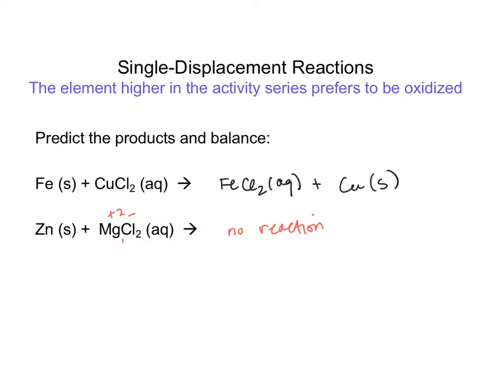So for this, the first one you can write out just like I showed you in the last slide, get the net ionic equation. For this second one, let's go ahead and look at what the net ionic equation would be for it. And you can write the ionic equation first.